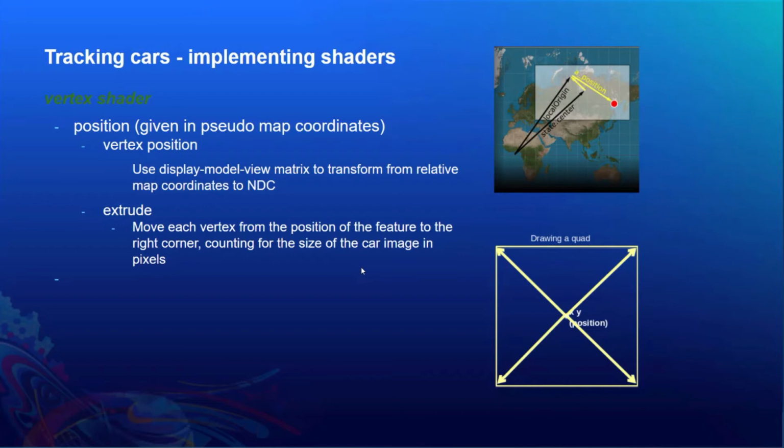But then when we're translating the vertices, we're really rendering quads. So we're really rendering two triangles for each quad, and this is effectively 6 vertices that we're rendering. So the transformation has to work in two stages. One is we need to transform each vertex from what we call pseudo map coordinates, because it's the vector from the local region, to the normalized device coordinate. And then the next step is to move each vertex from the center of the quad to the right corner. And this is what we call the extrude part. So these are the two parts of the transformation.